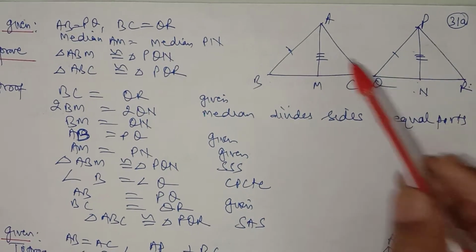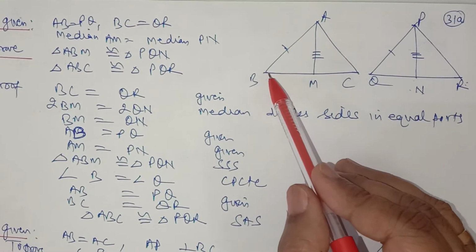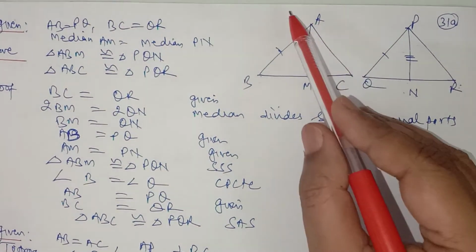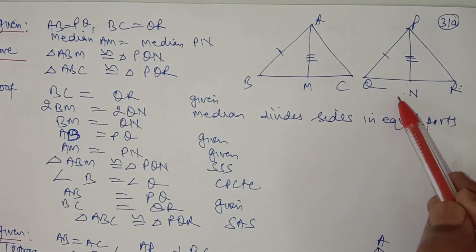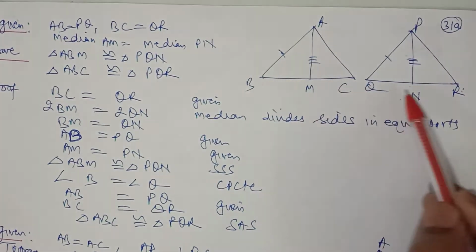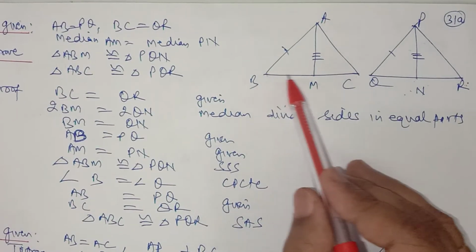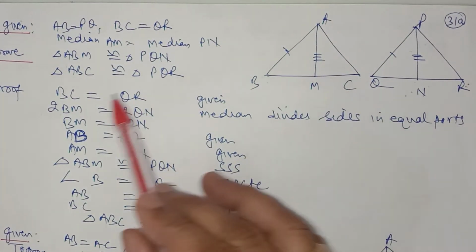So to prove it, first of all you can write BC is equal to QR because they are given as equal, and AM is equal to PN are medians. So it means M and N are the midpoints of BC and QR respectively. So in place of BC you can write twice BM.